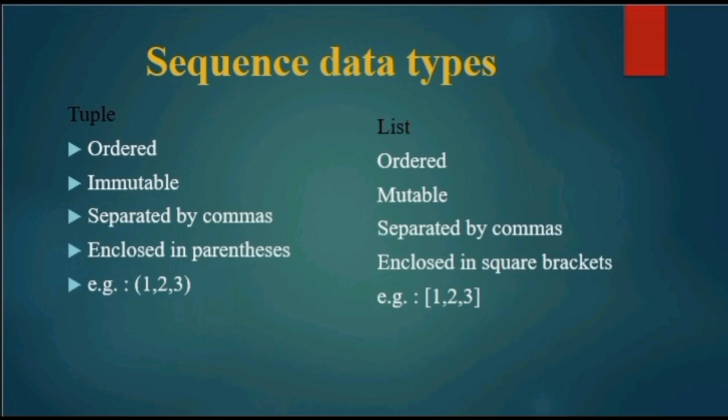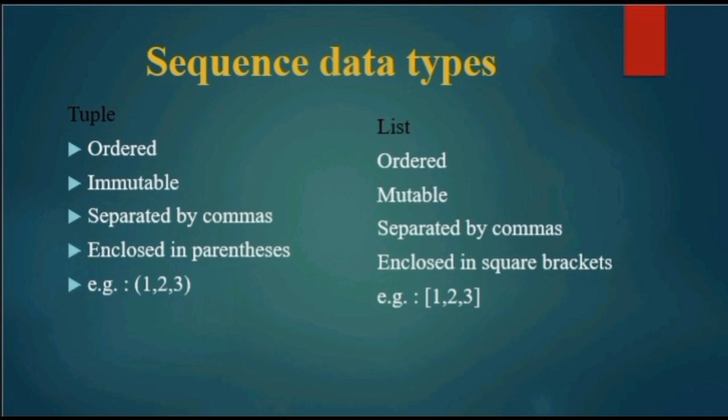Tuples are written using parentheses, like you can see on the screen. There is an example, 1, 2, 3 in parentheses, and the items are separated by commas. Tuples are useful when you want to store fixed data that should not change, like coordinates or constant values.